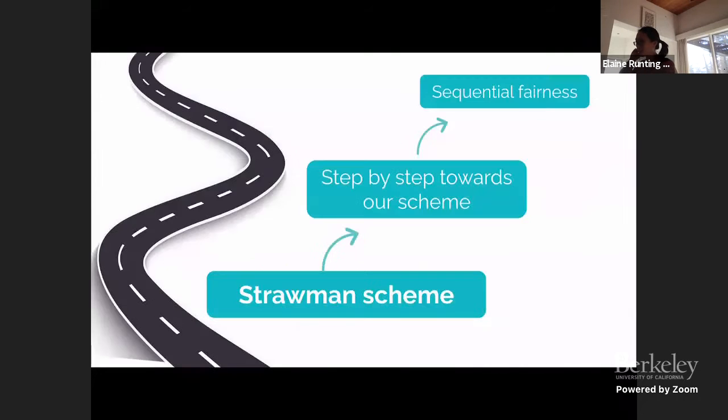Okay, so now let's dive into the technical part. I'll start with the Strawman scheme. The Strawman scheme relies on the random oracle. Don't be alarmed, because I'm going to get rid of the random oracle in the end. Furthermore, the Strawman scheme doesn't satisfy our fairness requirement, but we'll fix that too.